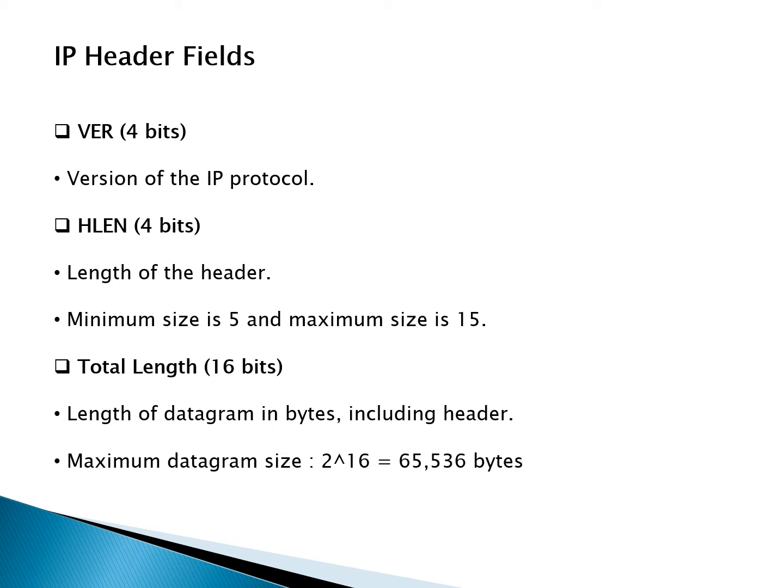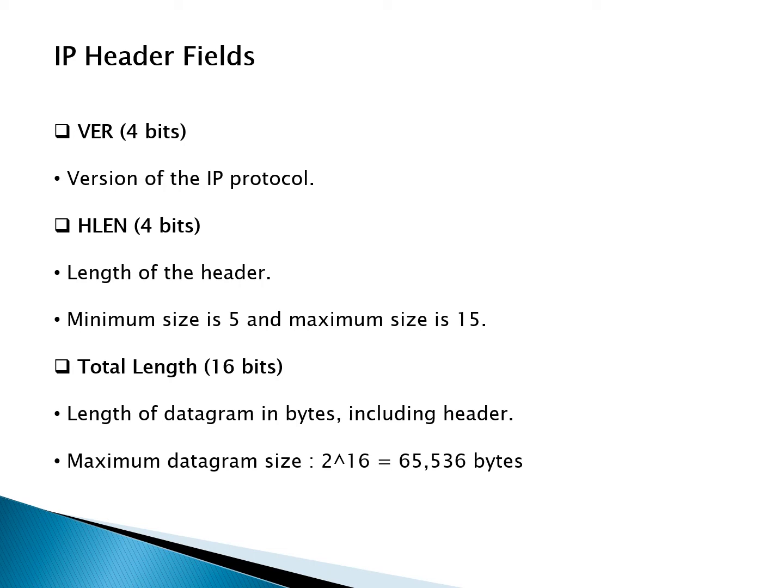The next field is header length. It is also 4 bits long. It shows the size of the header. If the header contains only the 5 mandatory rows, the size of the IP header is 5. And as I told, if it contains some optional fields of the header, the size is a maximum of 15.